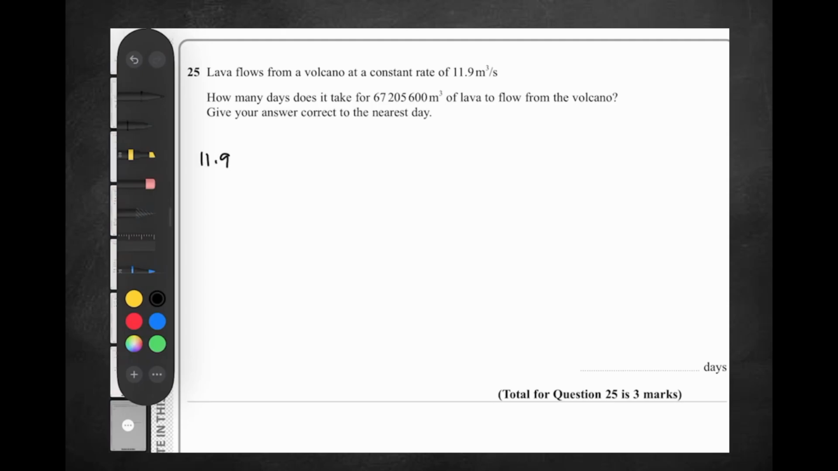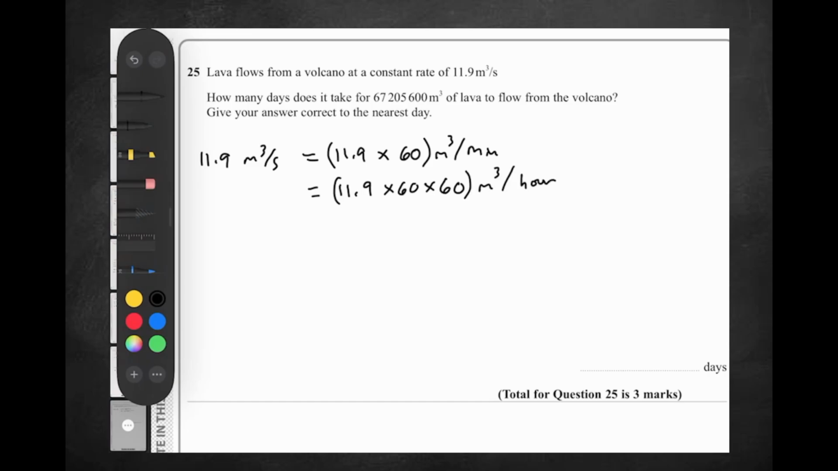So 11.9 meters cubed per second is going to be the equivalent of 11.9 times 60 meters cubed per minute, which is the equivalent of 11.9 times 60 times 60 meters cubed per hour, which is the equivalent of 11.9 times 60 times 60 times 24 meters cubed per day, which is the format that we want this to be in. So I'm going to put that in my calculator.